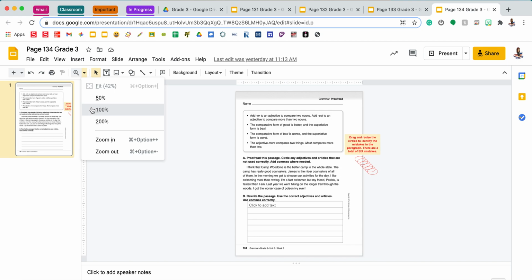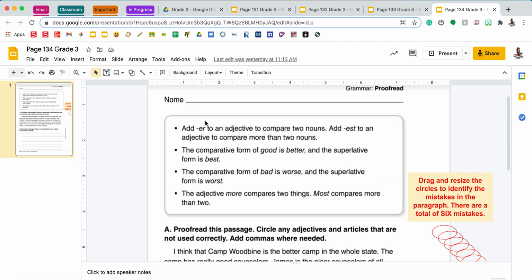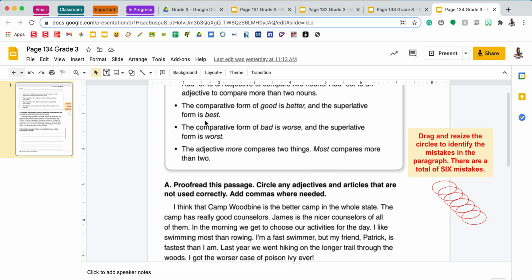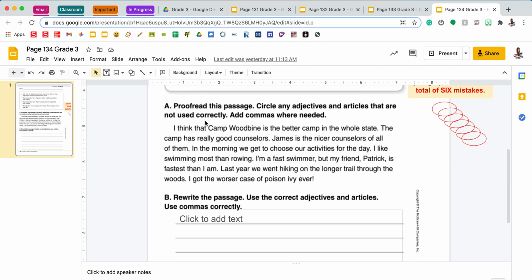Your last and final page is page 134, your proofreading page. As always, the box at the top goes over the rules from the previous pages. In part A, you're going to proofread the passage and circle any adjectives and articles that are not used correctly. We also need to add commas where needed. You should have a total of 6 mistakes that you need to circle.